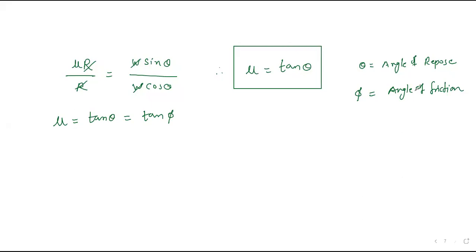So what conclusion will I get over here? If a body is on an inclined plane, and it is in motion due to its own weight, then the angle of repose is equal to the angle of friction. Then the angle of repose is equal to the angle of friction.